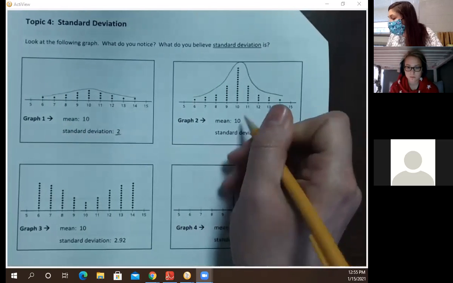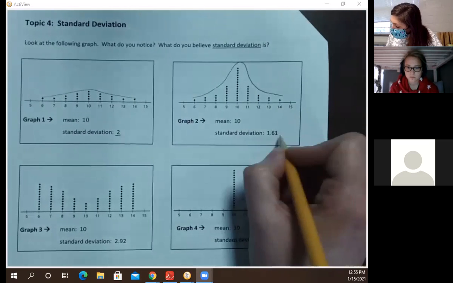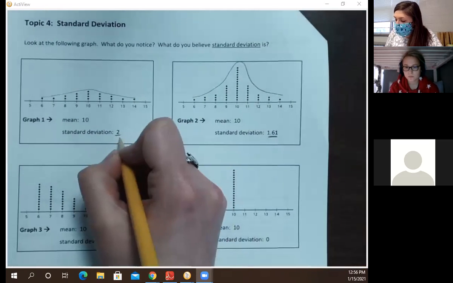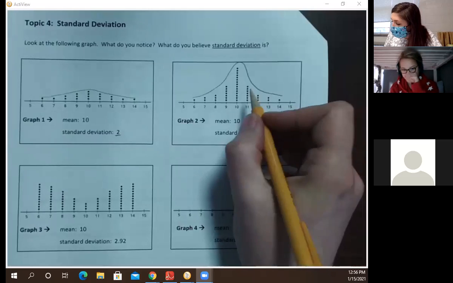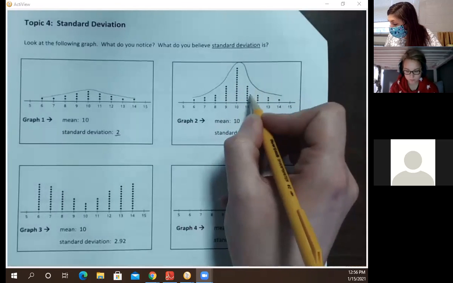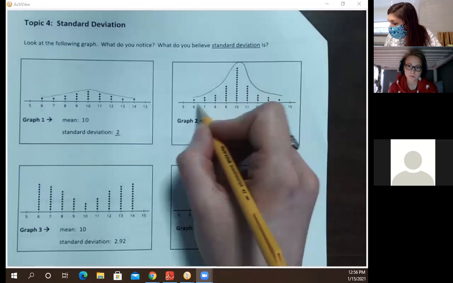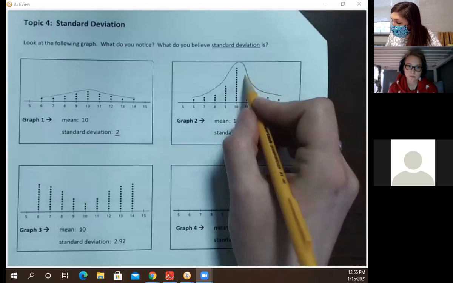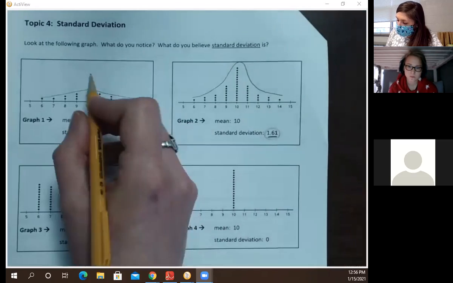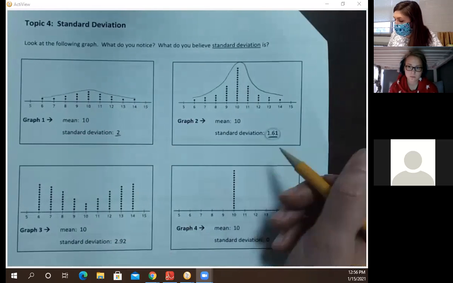My mean is still 10, which looking at my curve makes sense. Looking at my dot plot, that seems reasonable. But I noticed that my standard deviation for this graph is smaller than my standard deviation from graph 1. So where I had a lot of values that were the same as my mean, and most values that either were the mean or very close to the mean, and very few as I got farther away, that steep slope to my bell, I have a smaller standard deviation than when we had a more gradual slope. Okay, so smaller standard deviation here.